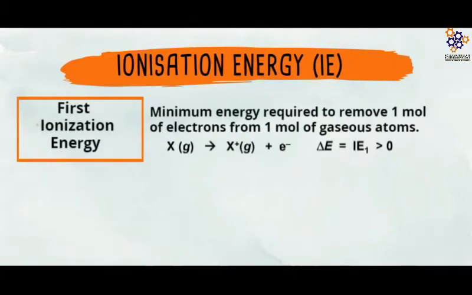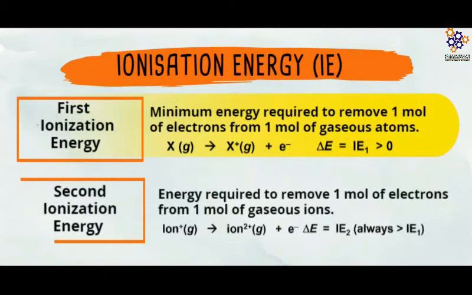Ionization energy. We can define the first ionization energy as the minimum energy required to remove 1 mole of electrons from 1 mole of gaseous atoms, while the second ionization energy is the energy required to remove 1 mole of electrons from 1 mole of gaseous ions.